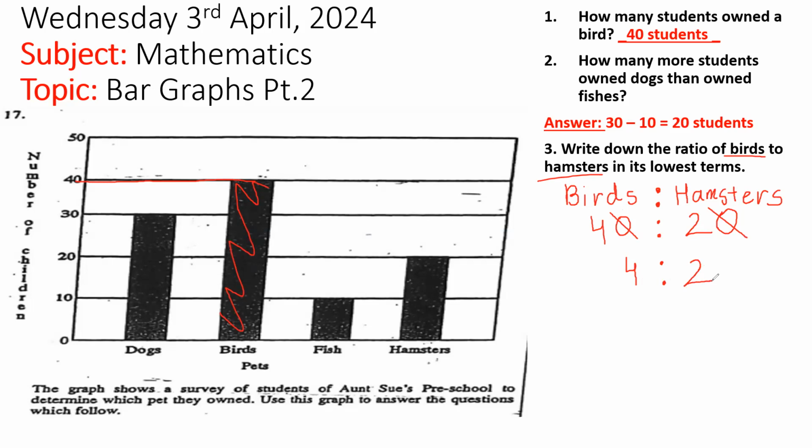Now, is it in its simplest form as yet? No, sir. It's not in the simplest form. And so what do we have to do? Divide both sides by 2.